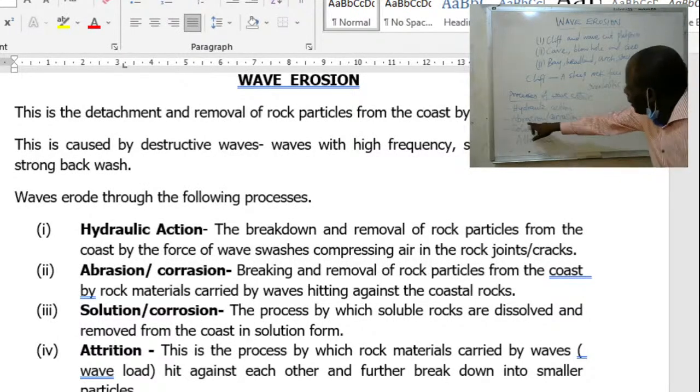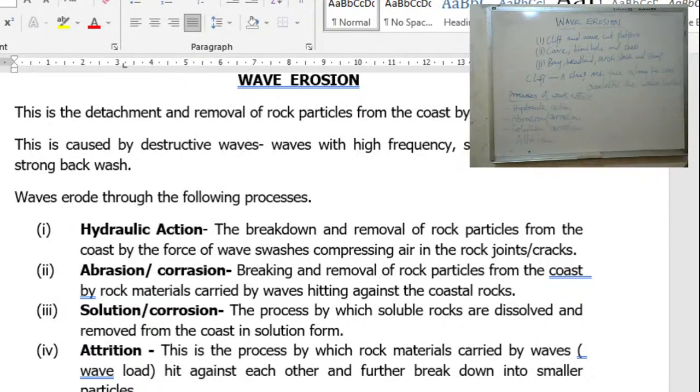Then the other process is called abrasion or corrasion. As that water, for example, during the forward movement, comes and breaks the particles through hydraulic action, the backwash takes them. But before the particles being taken by the backwash reach any further, another wave is coming. That wave pushes back these particles that were being carried by the backwash, and then those particles will be contained within the swash.